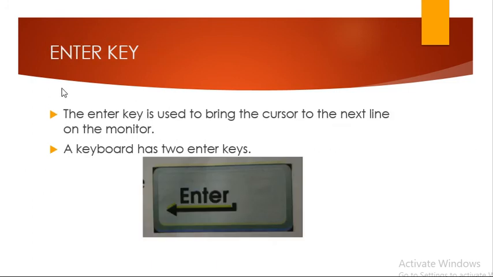Okay. Next one is the enter key. This key is used to bring the cursor to the next line on the monitor. If you want to bring the cursor to the next line, then for that purpose you have to use this enter key. A keyboard has two enter keys. One on the right hand side of the alphabetic keys, and one on the right hand side of the number keys. So there are two enter keys available on our keyboard.